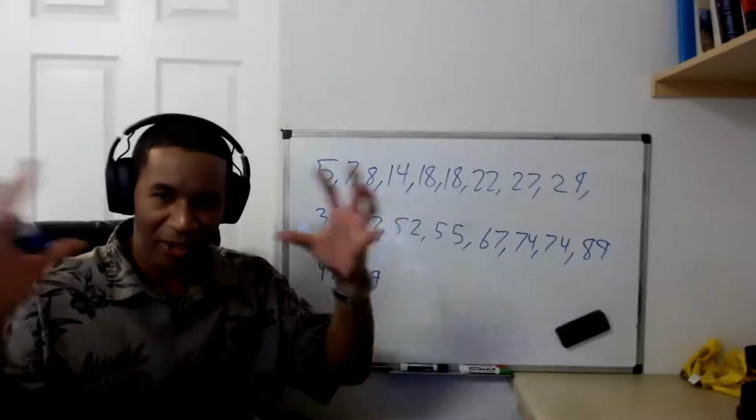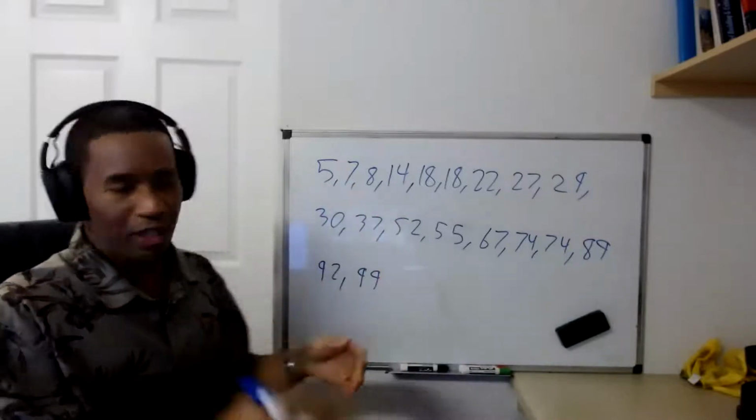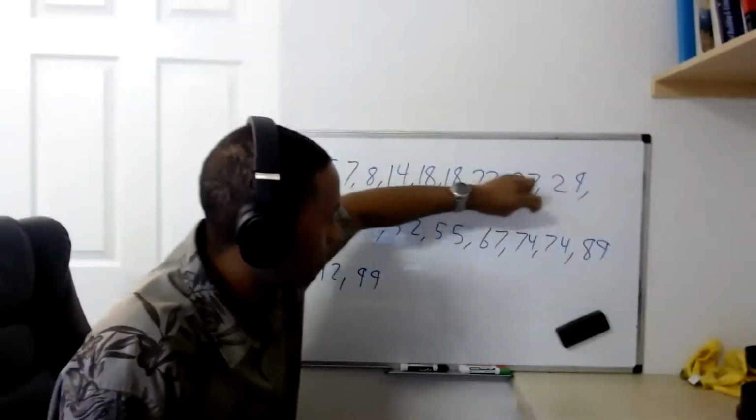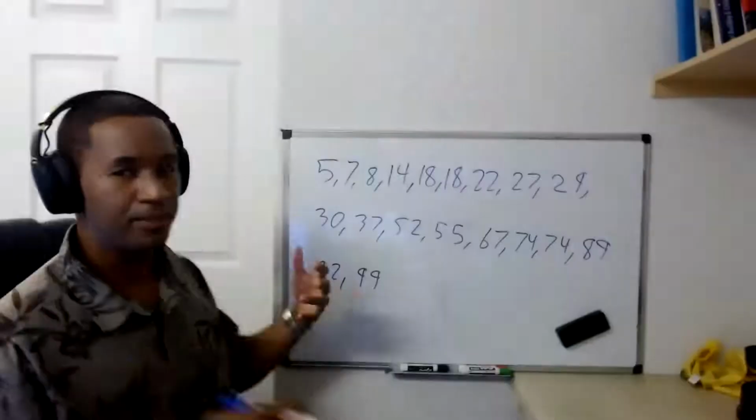Like I said, it's easy to make a mistake. So when you're doing this, make sure that you get all the numbers. And if we know that there are 19, you could easily just count it over. 1, 2, 3, 4, 5, 6, 7, 8, 9, 10, 11, 12, 13, 14, 15, 16, 17, 18, 19. And if you have all 19, then you know that you're good to go.